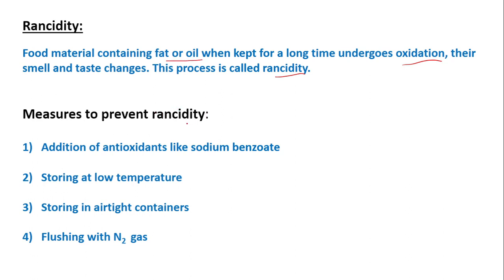Now how to prevent this rancidity? We can add antioxidants like sodium benzoate to the foodstuff. Now what is the use of an antioxidant? It will prevent oxygen from coming in contact with the food. That is how the food will be protected from getting rancid. Now storing at low temperature. When the food is kept in a refrigerator under low temperature, its shelf life is prolonged. Now next is storing in airtight containers.